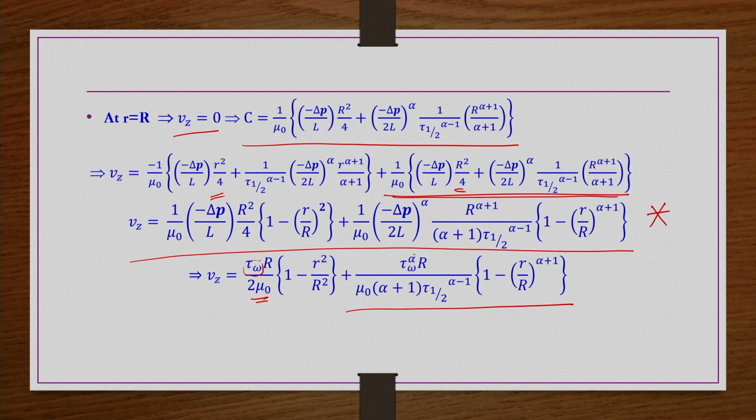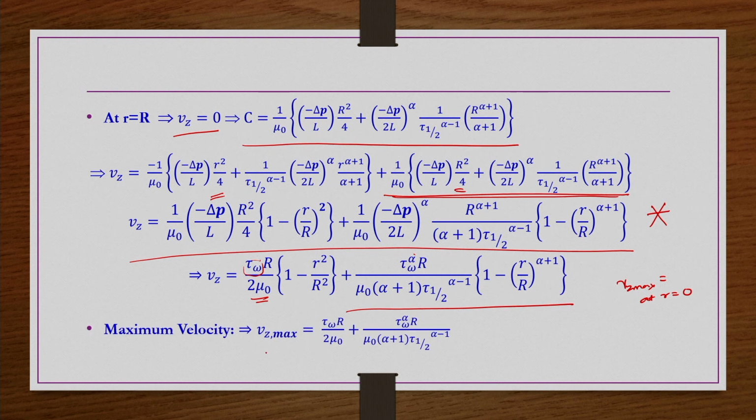Now, if you want to find the maximum velocity Vz max, you can get it by substituting r equal to 0. At the center the velocity is maximum. So, when you substitute small r equal to 0, then Vz is equal to Vz max, and that is given by this expression. So, we got the velocity profile, and we also got the maximum velocity now.